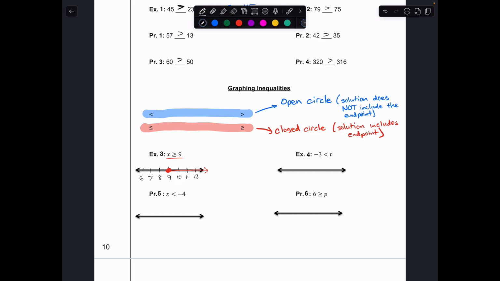We still need to put our tick marks on our number line. So we're comparing t to the number -3. Put that somewhere near the middle, and put a number or two above and a number or two below. This is a little bit different because we're dealing with negative numbers here.